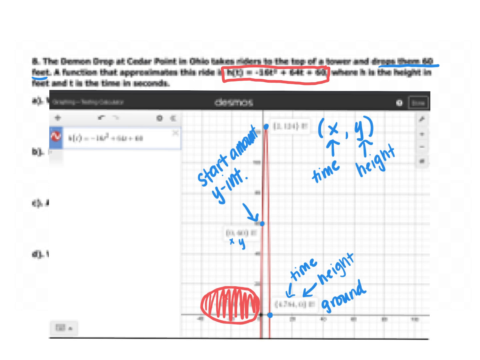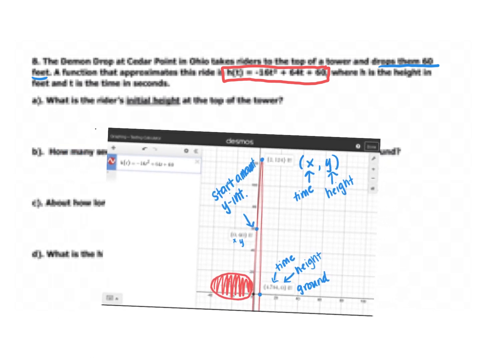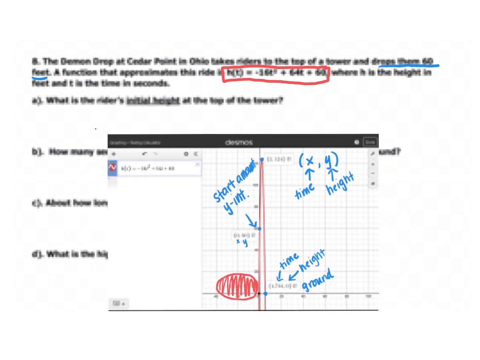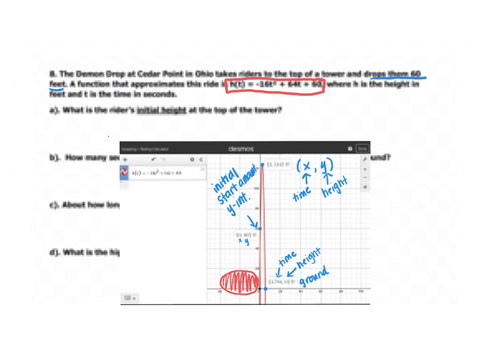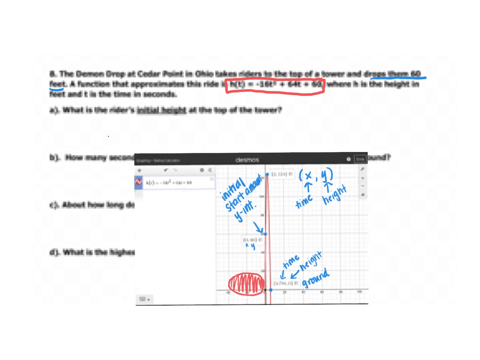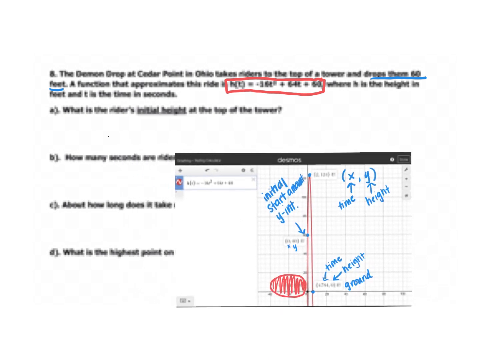Okay, so let's figure out what the questions are. The first question says, what is the rider's initial height at the top of the tower? Well, we talked about initial height. Our initial height is also what's called our starting amount. So I'm going to add that here. My initial height for this one is 60 because that's my y-intercept. So that would be 60.